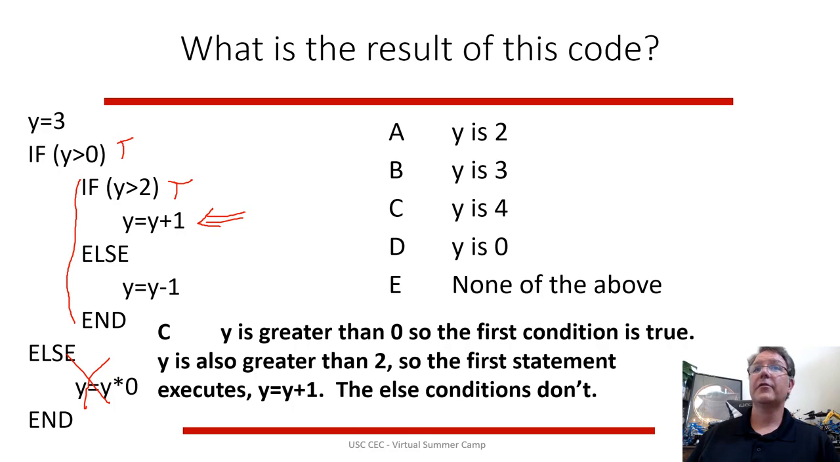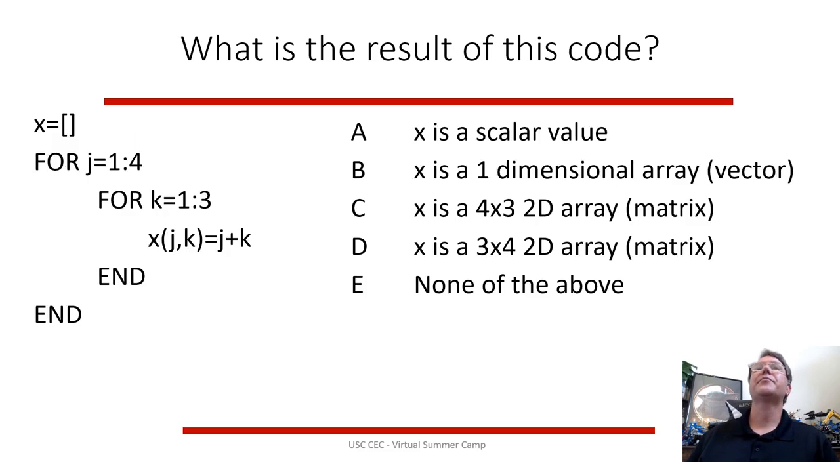I got C. So y is greater than 0, so we can make this first condition. It's greater than 2, so this condition. This will never happen with this value of y, just like this will never happen with this value. The other conditions won't be met.